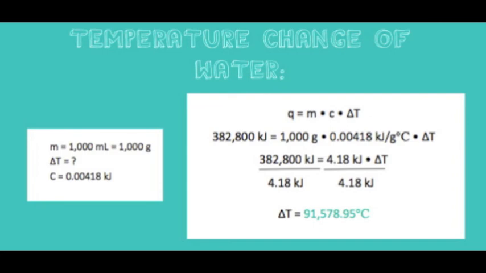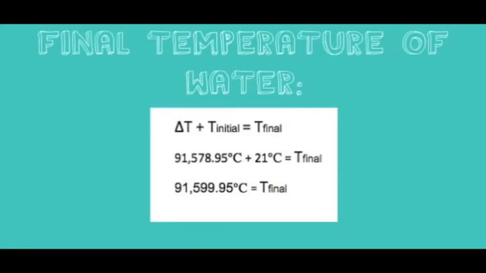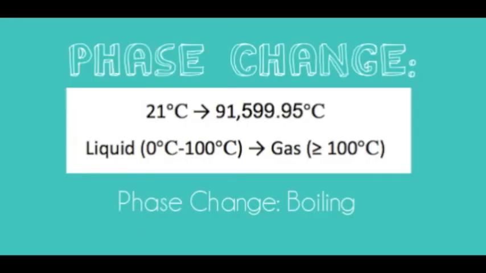Now that we have found the change in the temperature, we are going to be finding the final temperature of the water, which can be found using the equation that the change of temperature plus the initial temperature is equal to the final temperature. So we can plug in the numbers that we do know, which is that the change in temperature was 91,578.95 degrees Celsius, and we know that the initial temperature was 21 degrees Celsius. So if we add these two numbers together, we should get the final temperature, which would be 91,599.95 degrees Celsius.